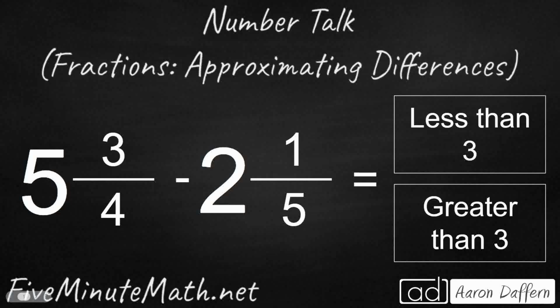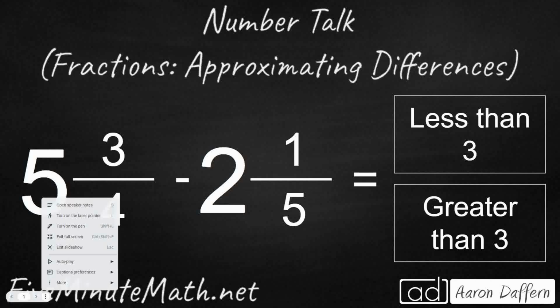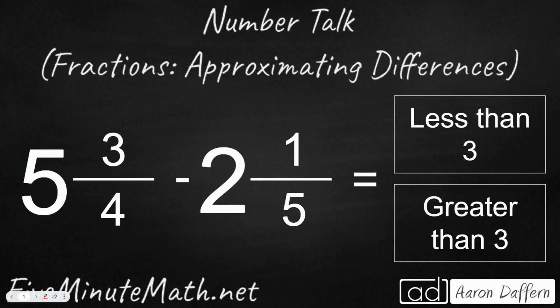And one thing I want us to look at first are the whole numbers. So if we just wanted to look at the whole numbers, 5 and 2, right? So 5 minus 2, that equals 3. So that's that line right there.